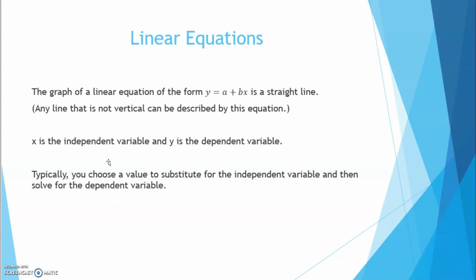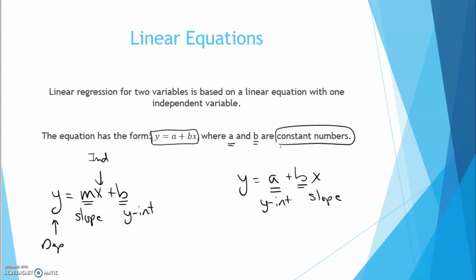Okay, so this says that the graph of a linear equation of the form y equals a plus bx, that's just a straight line. Okay, any line that is not vertical can be described by this equation. Okay, so x is the independent variable, y is the dependent variable. So same thing as what you learned in college algebra. Y is still your dependent variable and x is still your independent variable.